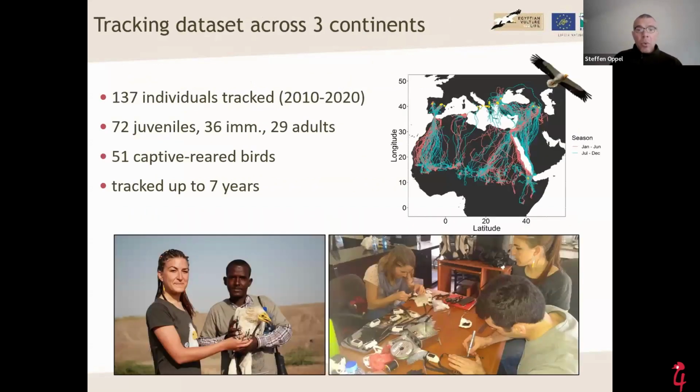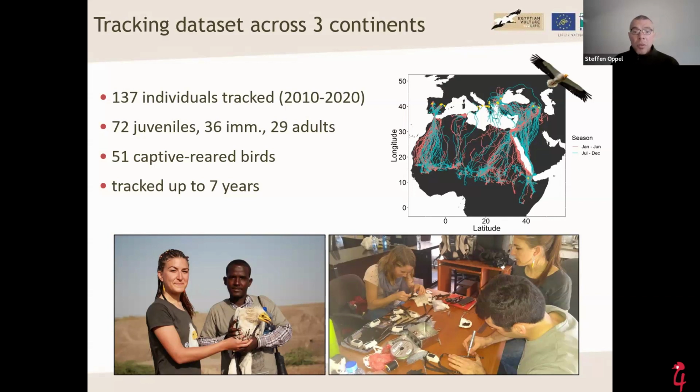So to do that, we worked with partners in Europe and in Africa to catch lots of Egyptian vultures, more than 130. More than half of those were juveniles that were marked in their nests. And we also had some immatures and some adults. And amongst those birds were also 51 that were reared from captivity and released in the wild. I'll get to that later in the talk.